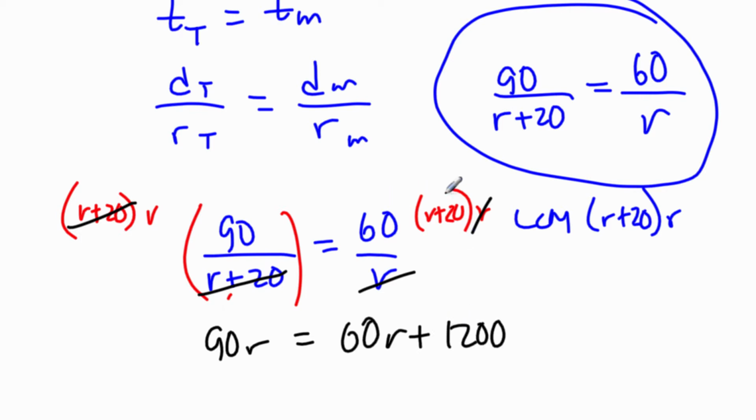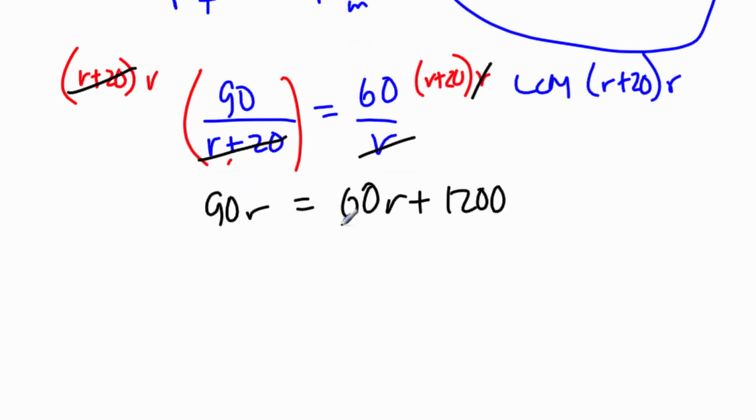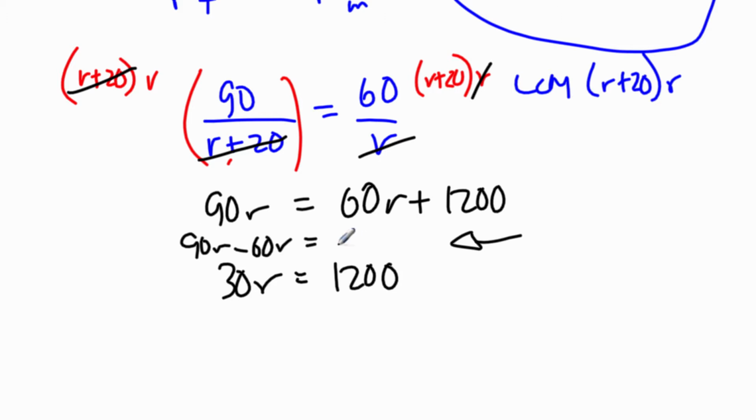If you just distribute that through, and collect my r, I've got 90 minus 60 would be 30r is equal to 1200. Again, I skipped a step in there. If skipping that step bothers you, go ahead and put it in: 90r minus 60r is equal to 1200. So you're basically subtracting 60r on both sides. Put steps in if you need to. Now divide both sides by 30 and you get r is equal to 40.